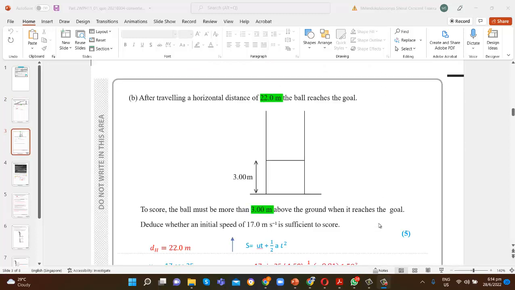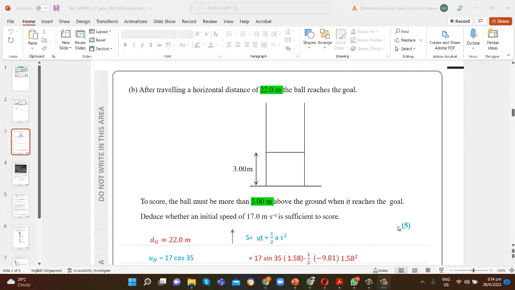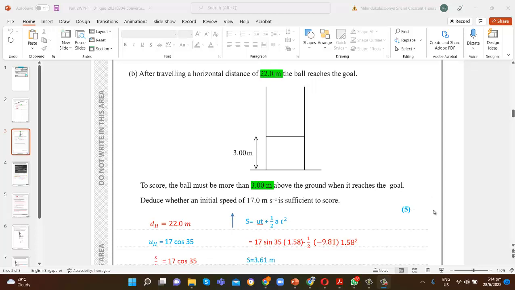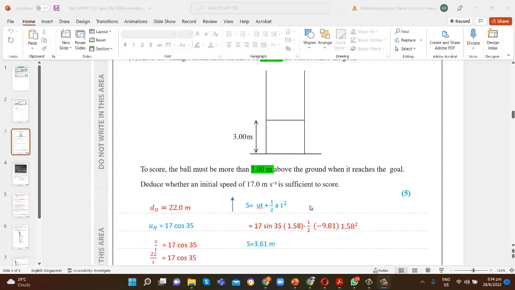Now we'll move on to the B part of question 13. After traveling a horizontal distance of 22 meters, the ball reaches the goal. To score, the ball must be more than 3 meters above the ground when it reaches the goal. Deduce whether an initial speed of 17 meters per second is sufficient to score. They are giving 5 marks. You have to look at the marks before writing. So 5 marks means 5 points, and also you can take roughly 5 minutes.